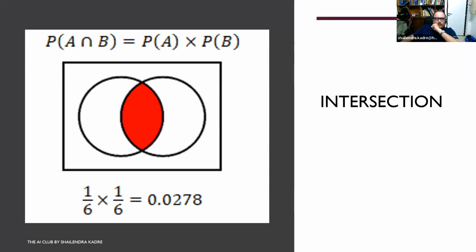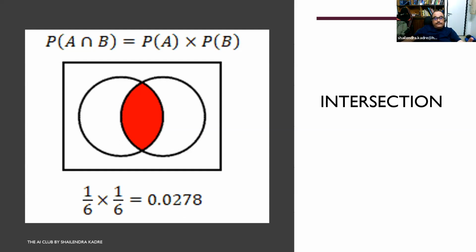So now we have to find out A intersection B. Intersection is represented by an inverted U, you can see the formula for A intersection B. The entire rectangle is our sample space. The left circle is our event A, and the right circle is our event B. The probability of A intersection B is the red portion, which is the common portion. Always it is represented by P(A) into P(B).